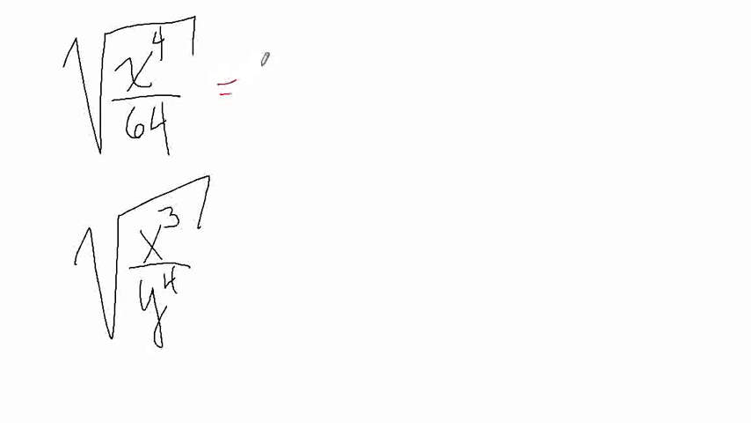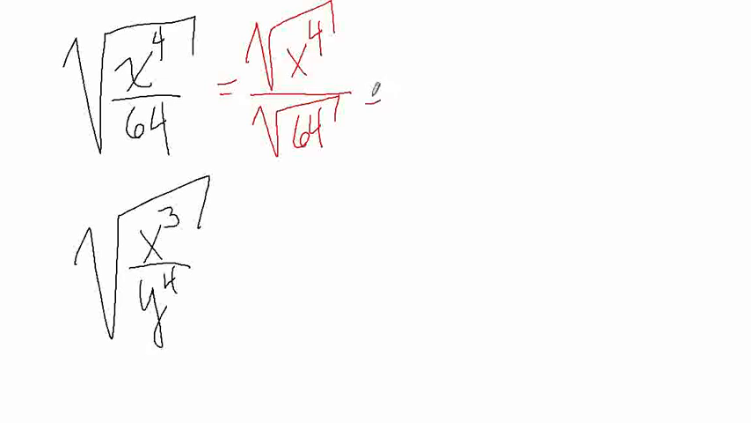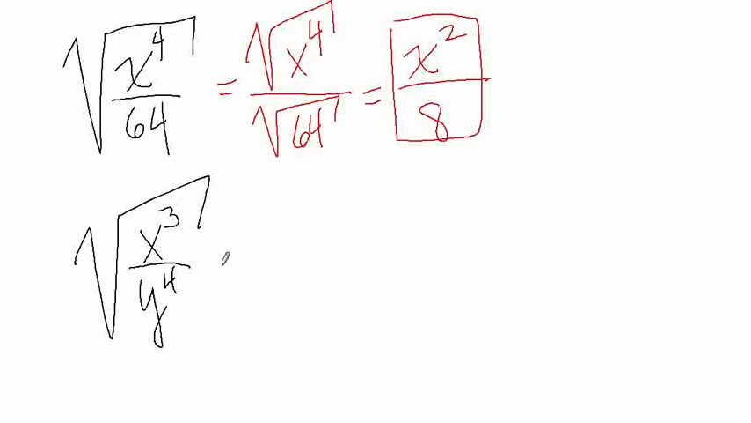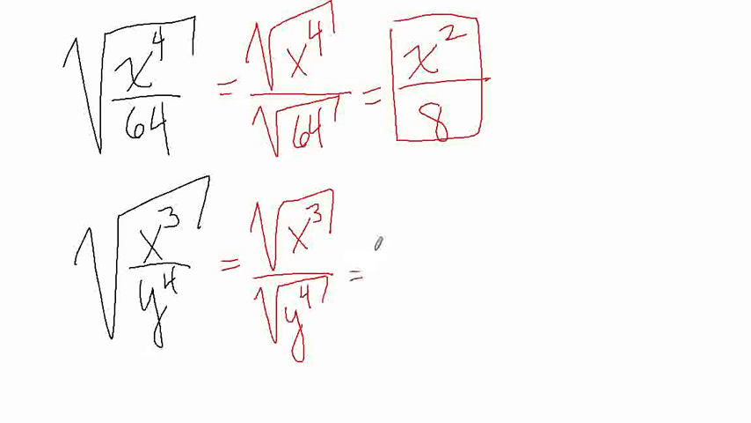Okay, I'll go ahead and do these as well. So I'm going to write each radical as a quotient of radicals. And so then for the first radical, I can simplify it to x squared over 8. For the second problem, I'm going to write it as a quotient of radicals. And I can simplify the numerator and denominator separately now. x root x over y squared.